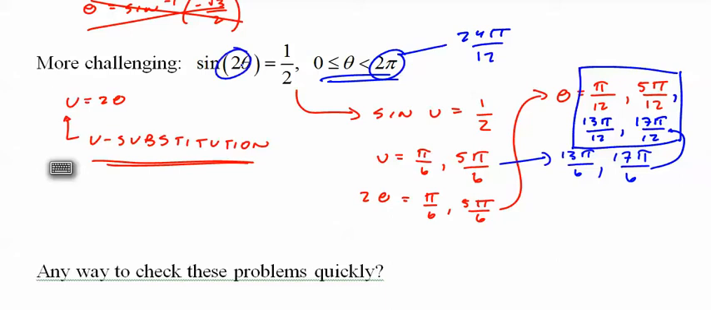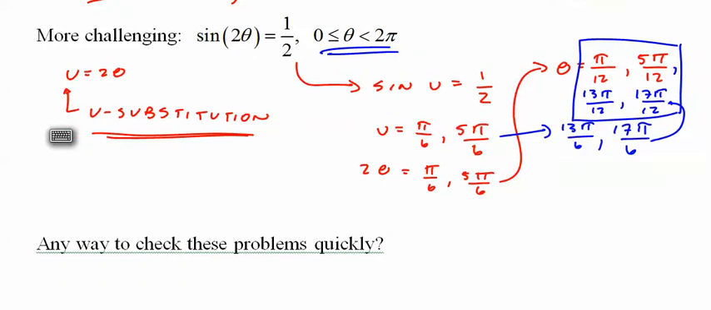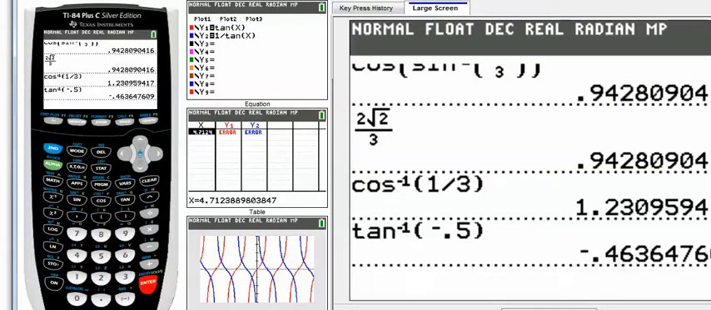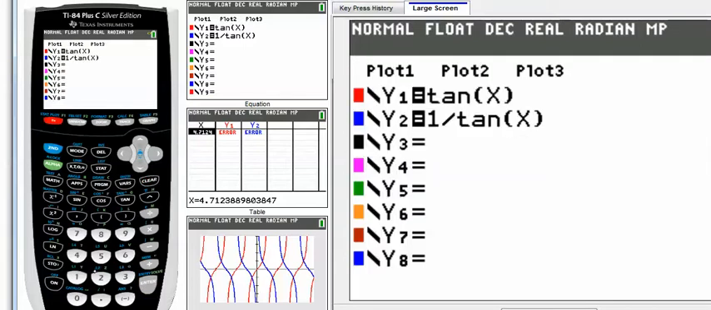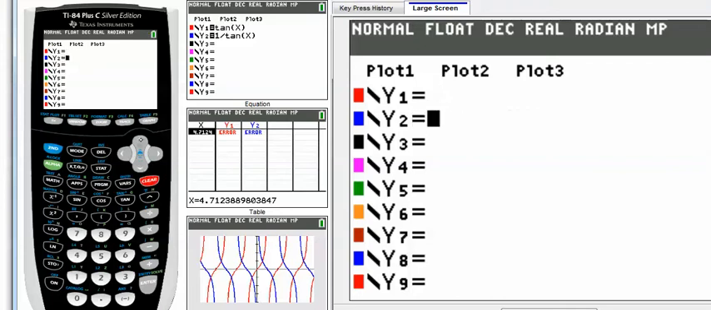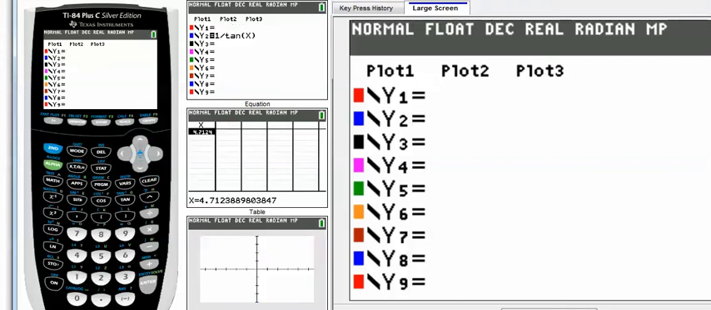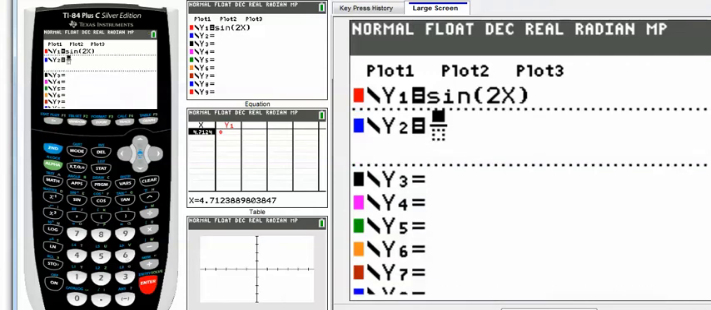So that's the trick. Watch out for it. Is there any way to check these problems quickly? I actually like doing this. Make sure you're in radians again. We just did sine of 2 theta. So let's go sine of 2 theta, and we said it equals 1/2. Sine of 2x. Can't help myself, I like using my little tool here.